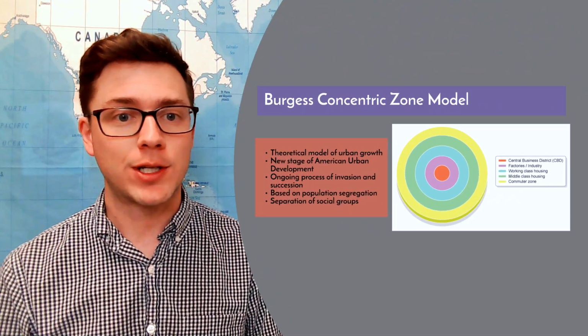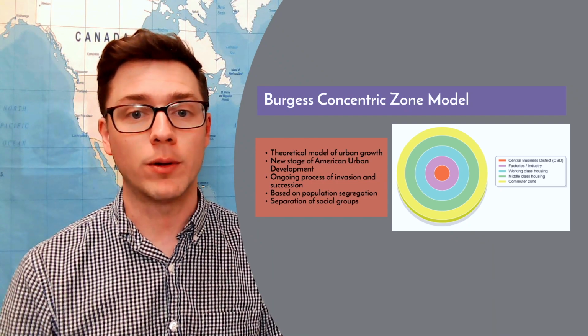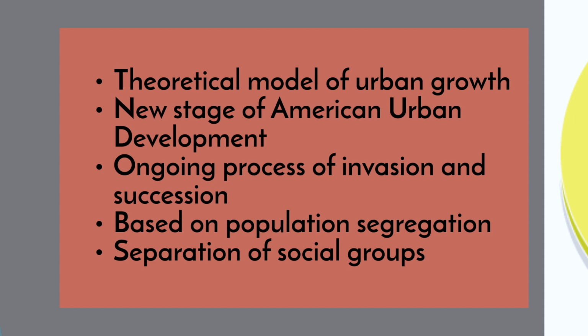Our first one is the first that people in the modern world started studying, which is the concentric zone model. It was made by Burgess. As the new American city developed out of World War II, we started to see this ongoing process of invasion of a city and succession, where people would move in groups and then move out of a city. It was based on a separation of social groups, of separating the population out by their working class.